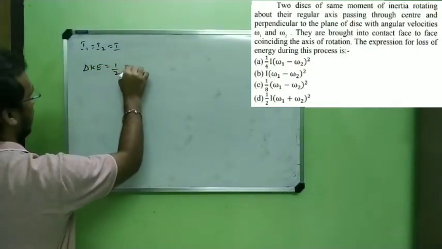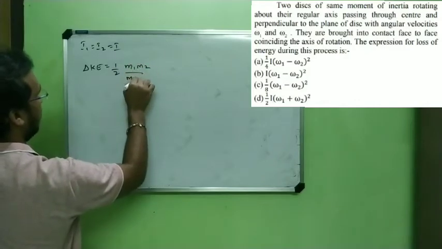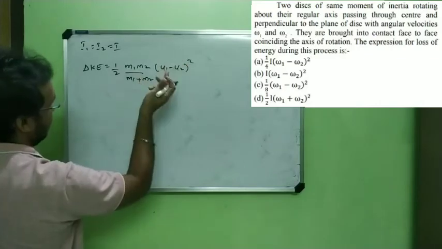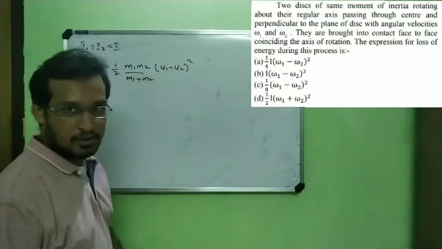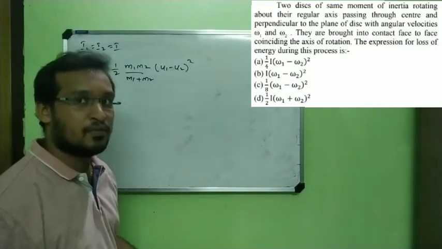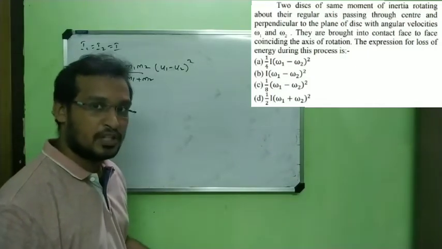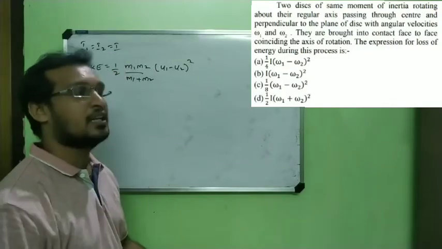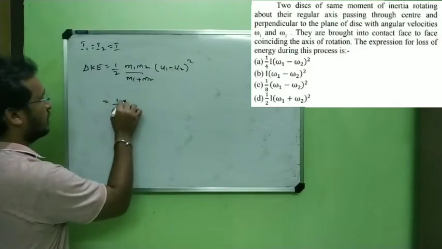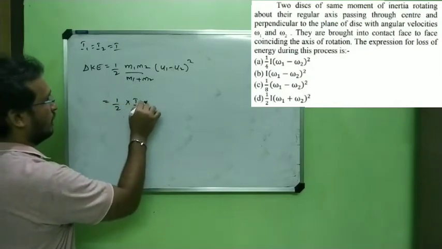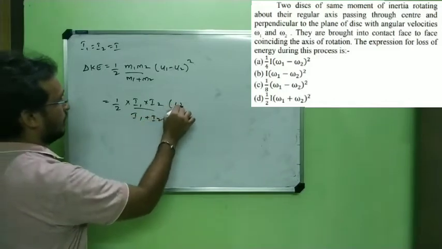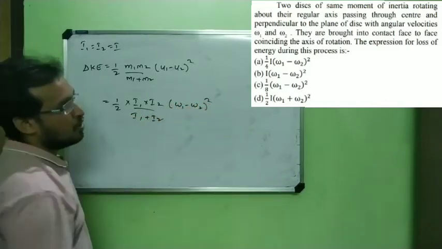Then the loss in kinetic energy is given by half into m1 m2 by (m1 + m2) times (u1 − u2) whole square. Here m1, m2 are the masses of the bodies, and u1, u2 are the respective velocities of the bodies. This is the concept for loss of energy for a perfectly inelastic collision, or two bodies sticking together after collision, for translatory motion. Same concept applies to rotational motion. What will be the equation? Instead of m1, m2 we have I1, I2 over I1 + I2, and instead of u1 − u2 we have omega 1 − omega 2 whole square.